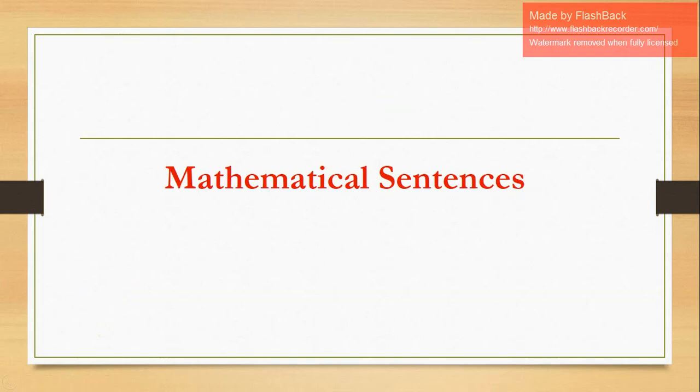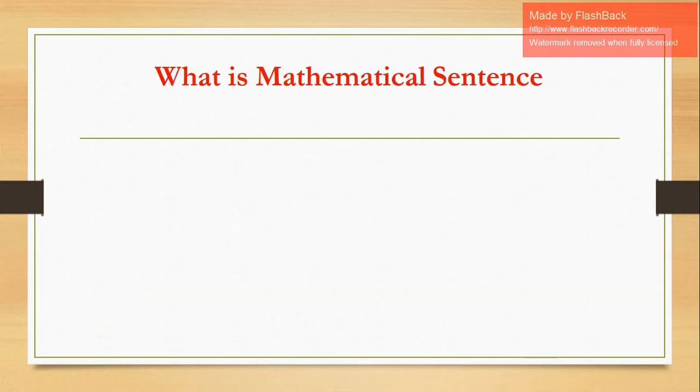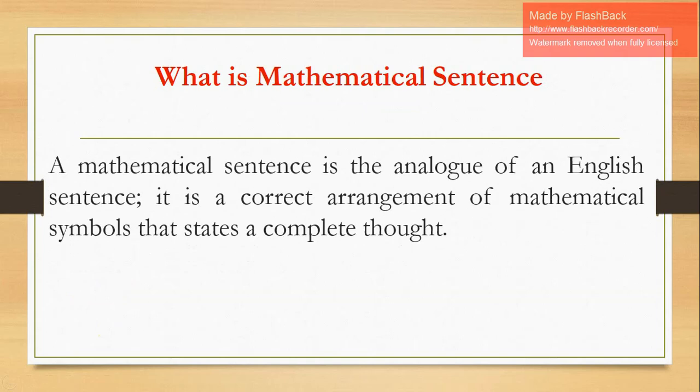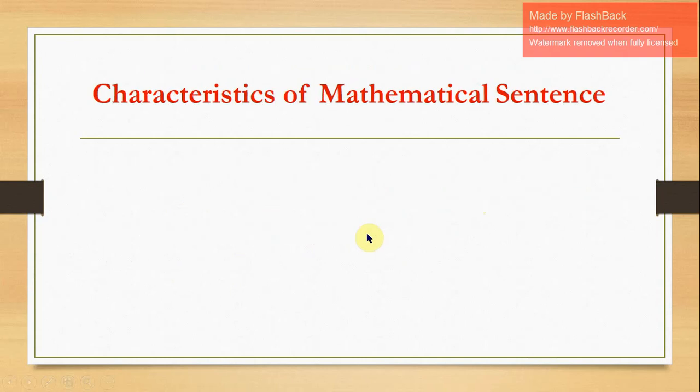Let's proceed to mathematical sentence. What is the definition of mathematical sentence? A mathematical sentence is the analog of an English sentence. It is a correct arrangement of mathematical symbols that, take note of this, state a complete thought.